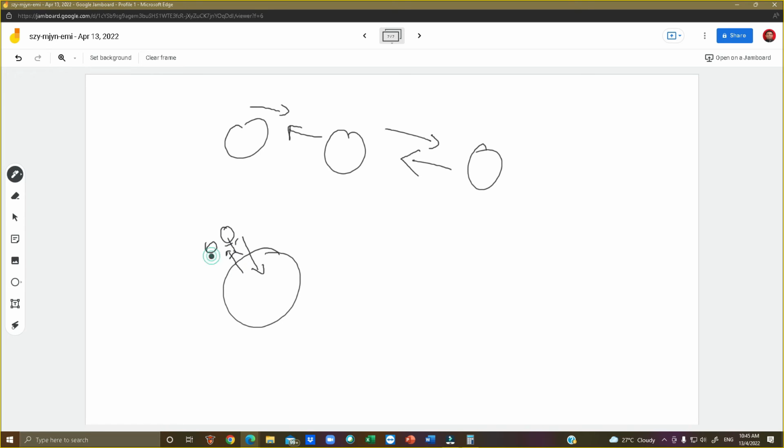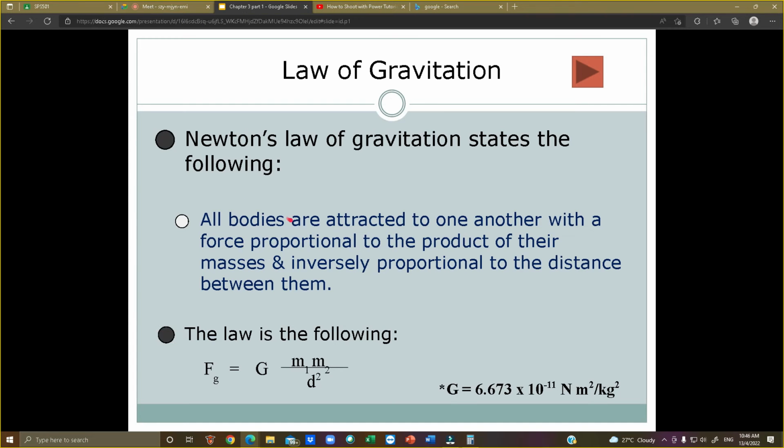The fruits being attract to the earth, the fruits also try to attract earth. At the same time, we try to attract the fruits and the fruits try to attract us. Every body, our body begins with atom and molecule. All of that thing is attracting to one another. Tu maksud dia. Okay, maksud yang ini. All body are attracted to one another. But with a force proportional to the product of their masses.